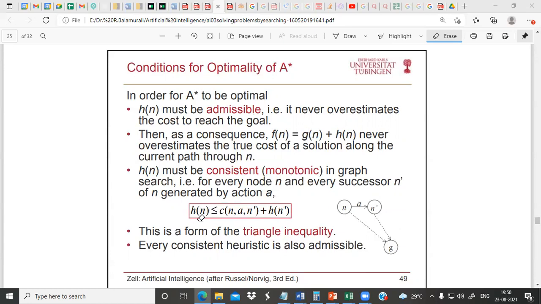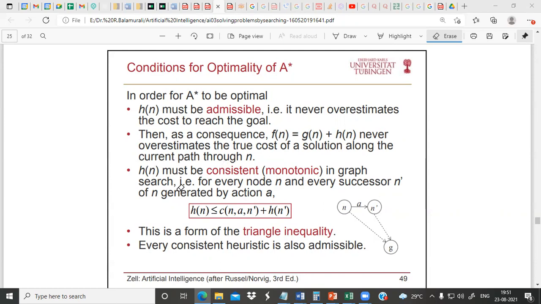And the consistent heuristic is given by this equation: h of n, that is the heuristic cost from the state n, should be less than or equal to c of n, comma, a, comma, n dash, which represents the cost of reaching from state n to state n dash by performing an action a, plus the heuristic cost of reaching the goal state from the n dash state. So h of n should be less than or equal to the sum of these terms. Then we say that the heuristic is consistent.